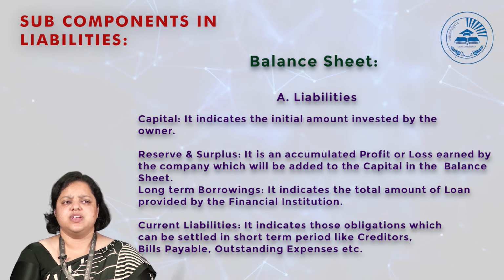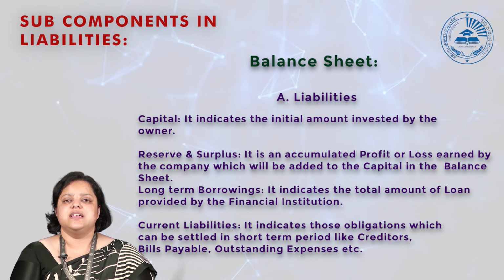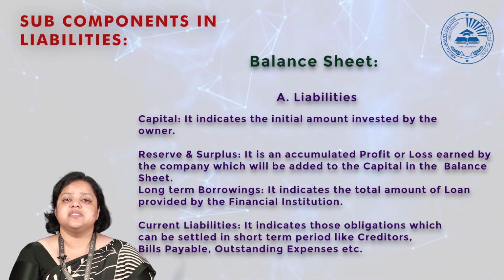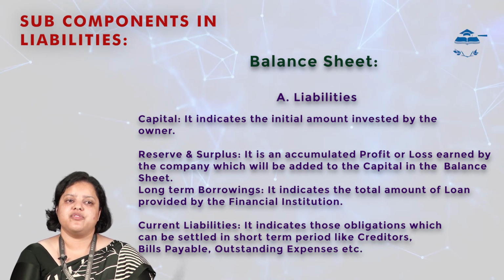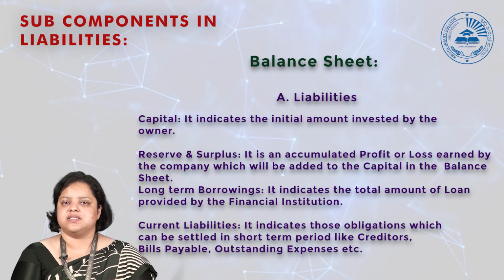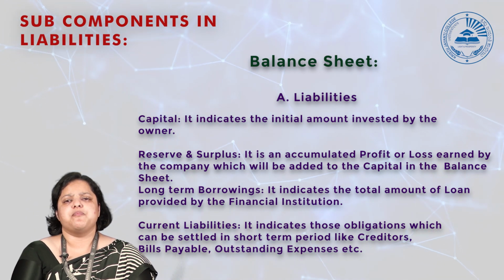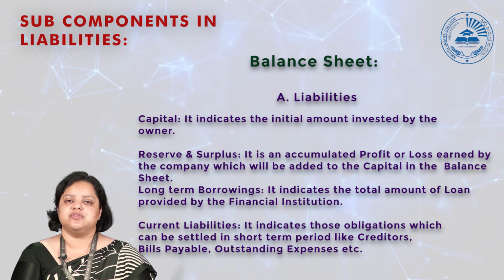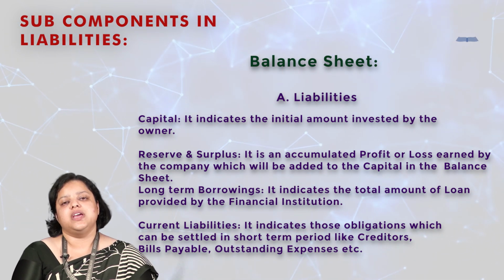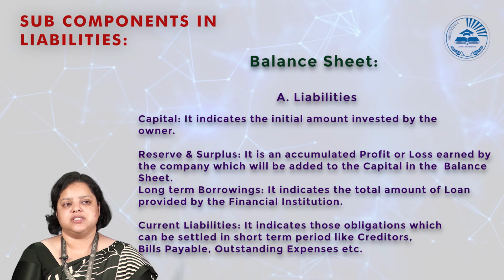Next subheading we have is reserve and surplus. Reserve and surplus means an accumulated profit which is transferred from our net profit to the reserve account. So during all the previous years, if we earned any profit, a part of the profit we transfer to the reserve and surplus account, and the same amount we show in the balance sheet.